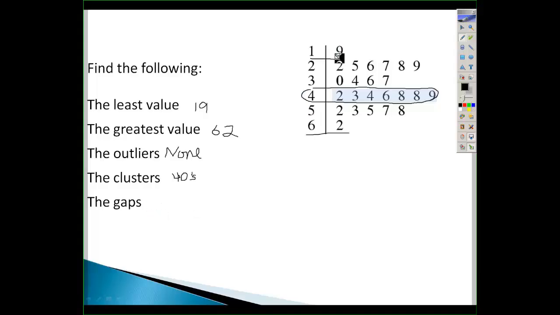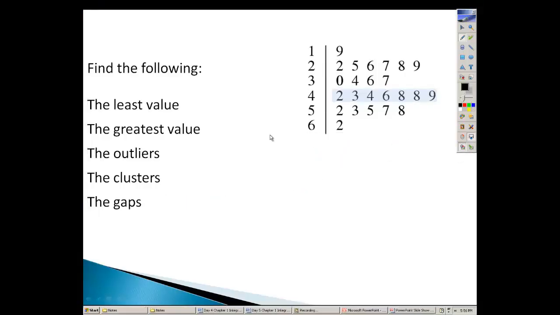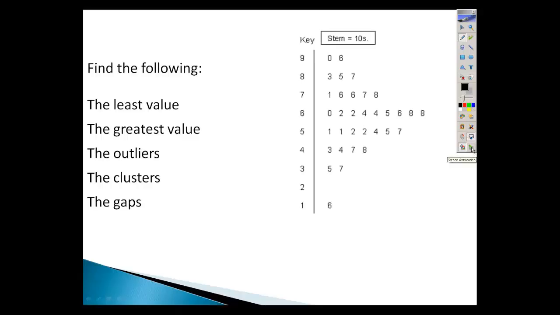And as for the gaps, I'm not seeing any huge gaps that I need to take note of. Like I said, there's only a little difference here and a little difference here. So we're going to say there's no gaps in this stem and leaf plot. So there's none. Okay. So let's look at another one.